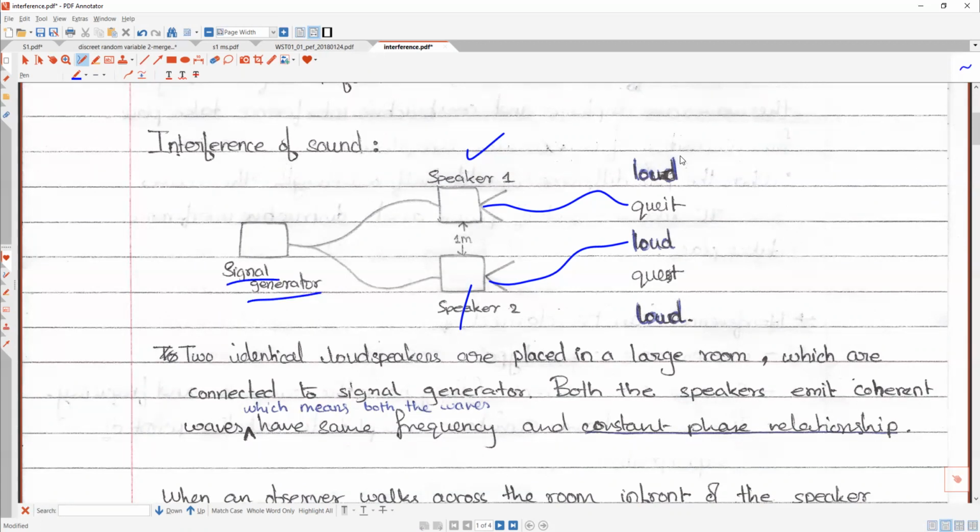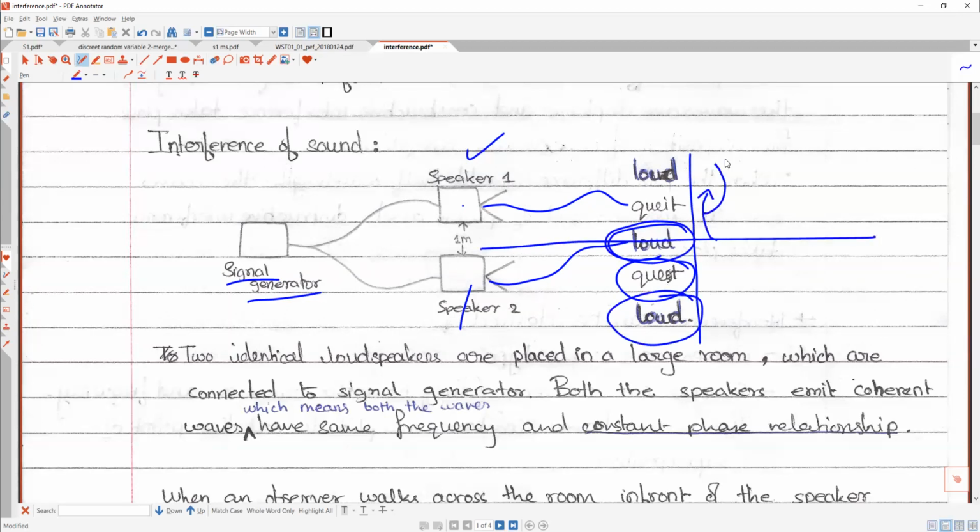Now if you walk around with a microphone, or if you walk around in that area, you will see at the center of both the speakers you're going to hear a loud noise. Just after that, some distance apart, you're going to observe that it's quiet in that region, and after that, you're going to observe another loud region. So this is the center. After each loud, there is a quiet, and after each quiet, there is a loud. This is what you're going to observe.